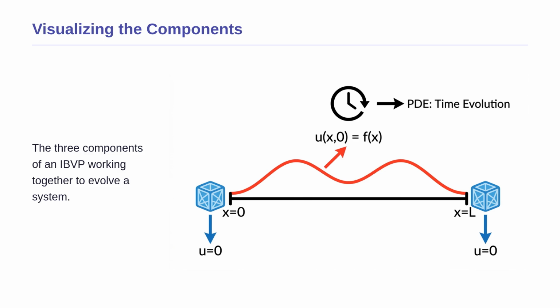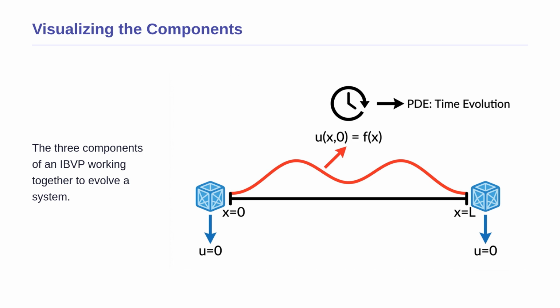Before we solve the math, let us visualize it. Look at the diagram on screen. The horizontal line is our metal rod. The blue ice cubes at the ends represent our boundary conditions, permanently fixing the edges at 0 degrees.